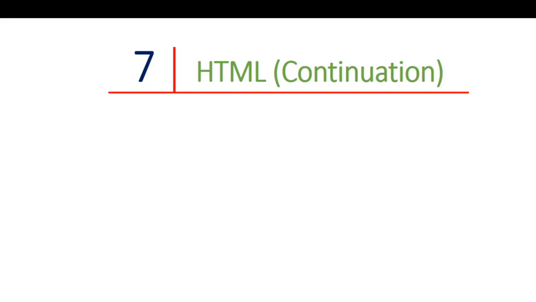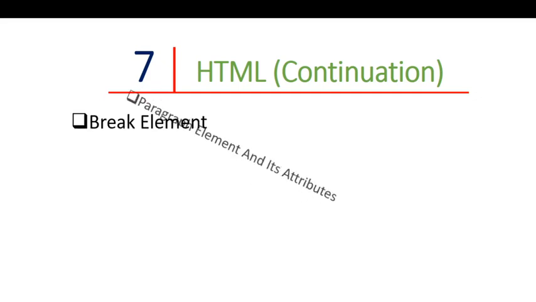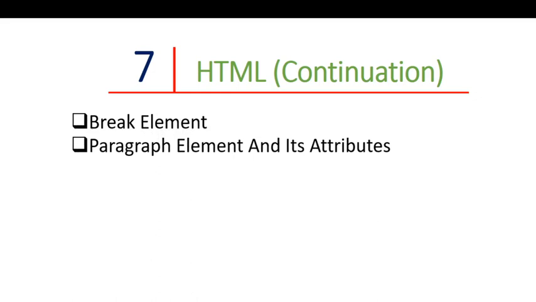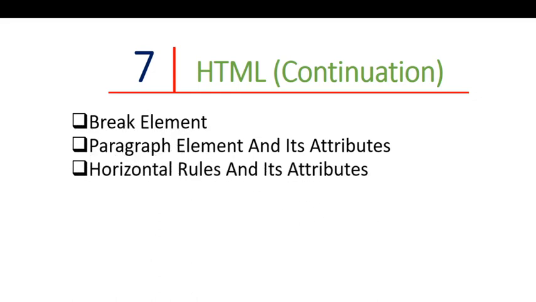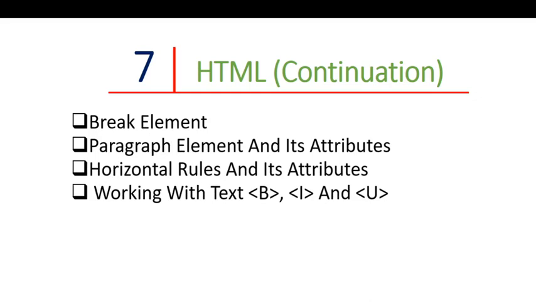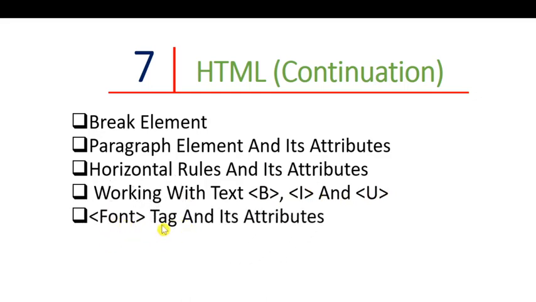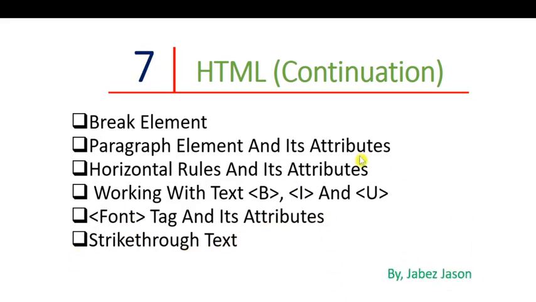So what we are going to study today is, the first point, the break element. Then second is the paragraph element and its attributes. Then the third one, we are going to study horizontal rules and its attributes. And we are going to study working with text: bold, italic and underlined. And next we are going to work with the font tag and its attributes. And then the last one is strike through text. These points we are going to study today.